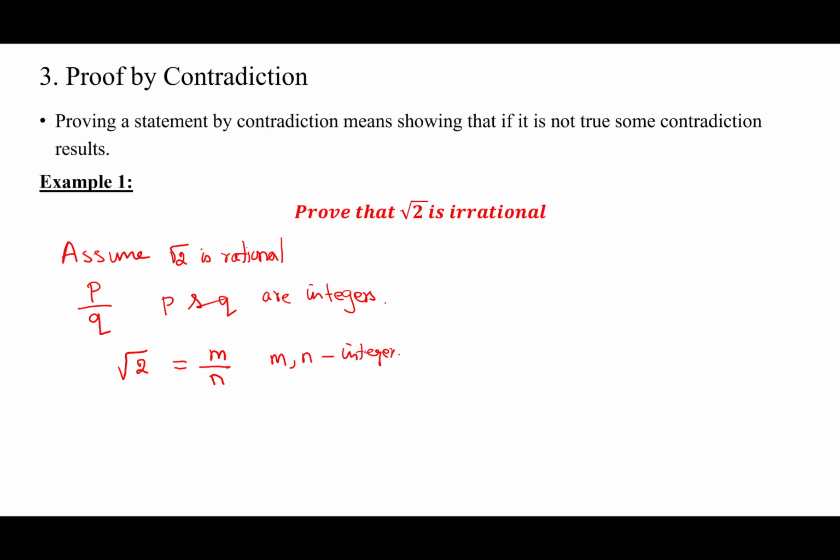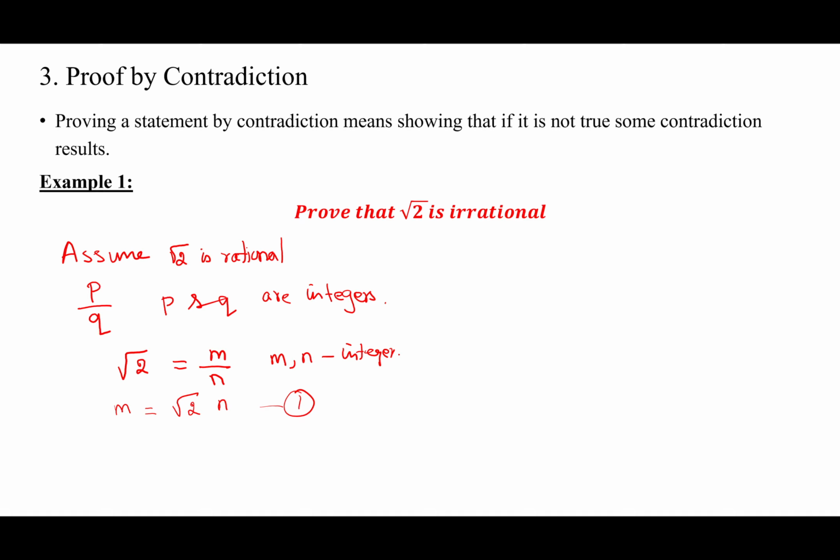Now what we are going to do is divide m and n by all the factors common to both. We simplify root 2 as m divided by n, with the common factors removed. But here there is no common factor. So we write this as m is equal to root 2 n. We take this as the first equation.